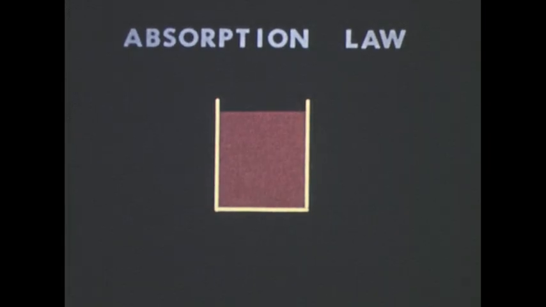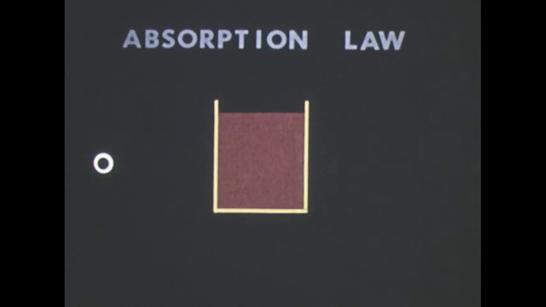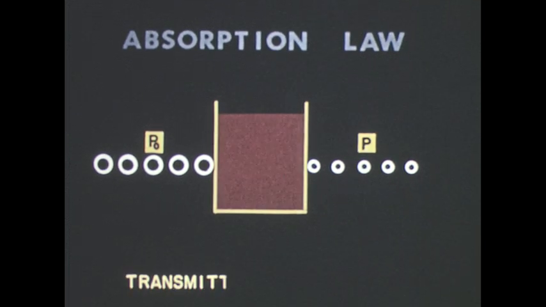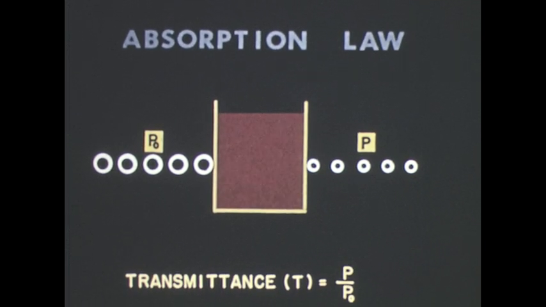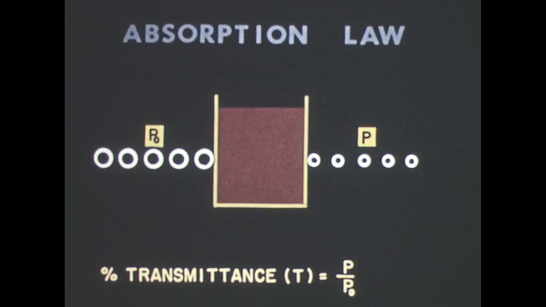Quantitative analysis using infrared absorption is based upon Beer's law. If P0 is the intensity of the monochromatic beam entering the sample, and P is the intensity of the infrared beam after it has passed through the sample, then the ratio P over P0 is the transmittance for the sample. The percent transmittance is 100 times P over P0.